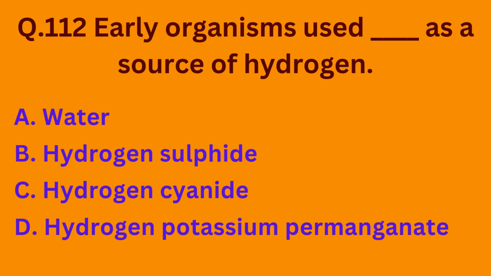Coming to next question. Early organisms used dash as a source of hydrogen. Option A, water. Option B, hydrogen sulfide. Option C, hydrogen cyanide. And option D, hydrogen potassium permanganate. The correct option is option B. Hydrogen sulfide was basically used by early organisms as a source of hydrogen.